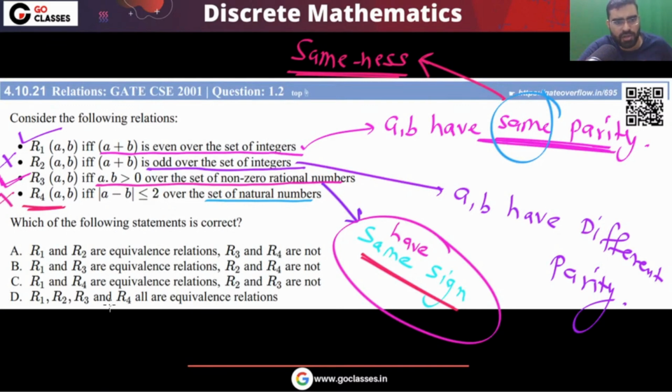The answer will be what? The answer will be R1, R3 are equivalence relations. The answer will be option B. The question is asking for the correct statement, so the answer is going to be option B.